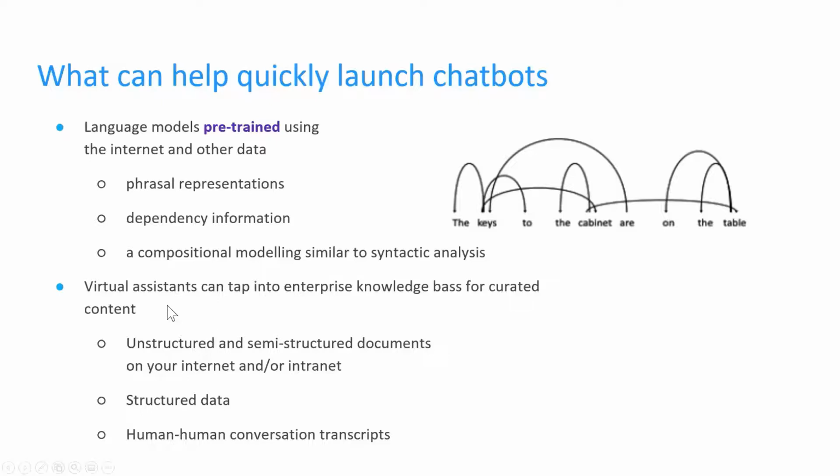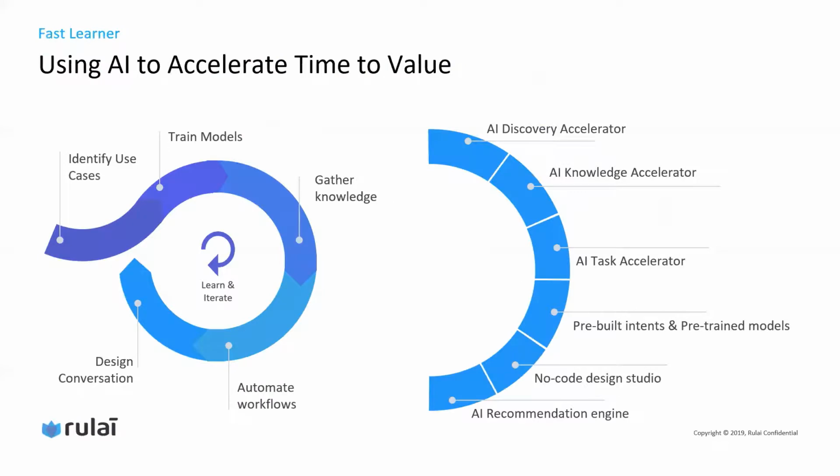Second, the virtual assistant can also tap into the enterprise knowledge base for curated content. The company already has unstructured and semi-structured documents on the internet or intranet. The company has structured data and databases. The company might have human-human conversation transcripts. Those can all be used by the virtual assistant to learn and start quickly. So in Rulai, we fully utilize these advantages to make the virtual assistant a fast learner.